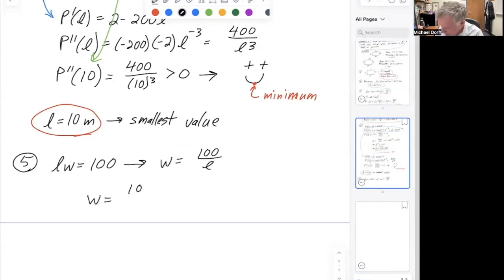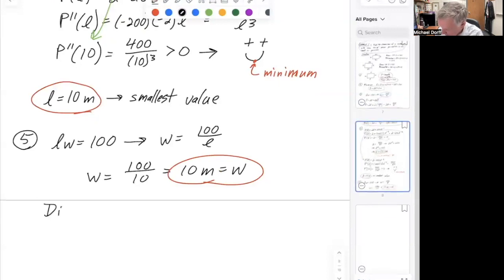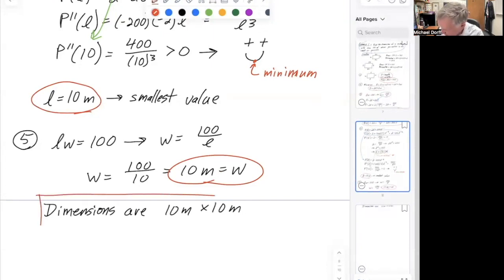So W is 100 over 10, which when I reduce that, I get 10 meters. So this is the value for W. So my dimensions of the rectangle that has the area equal to 100, but gives me the smallest possible perimeter, those dimensions are 10 by 10 meters. And I'll just box that in red there.